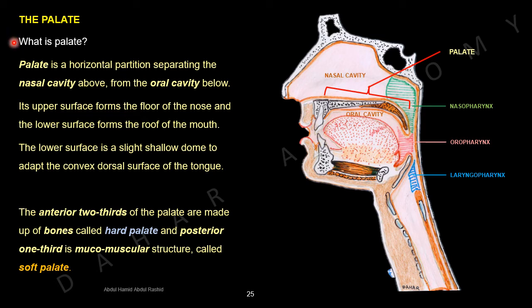The palate. What is palate? Look at the diagram. Palate is a horizontal partition separating the nasal cavity above from oral cavity below. Its upper surface forms the floor of the nose and the lower surface forms the roof of the mouth. The lower surface is a slight shallow dome to adapt the convex dorsal surface of the tongue. The anterior two-thirds of the palate are made up of bones and called hard palate, and the posterior one-third is mucomuscular structure and called soft palate.